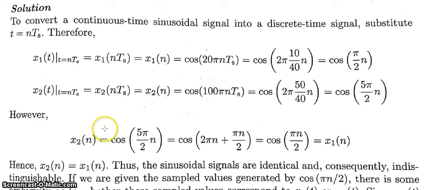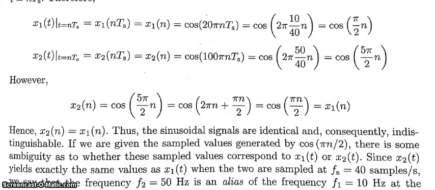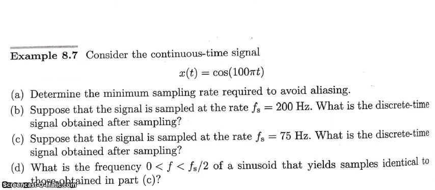And also see, x2 of n is cos 5 pi by 2 n, which can be written as cos 2 pi n plus pi n by 2, which is equal to cos pi n by 2, that is same as x1 of n. That is, when we perform sampling at this rate, both x1 of n and x2 of n are the same. We started with x1 of t and x2 of t, two different signals, but when we performed sampling at the given rate, we obtained the same signal. Okay, the sampled version is the same.